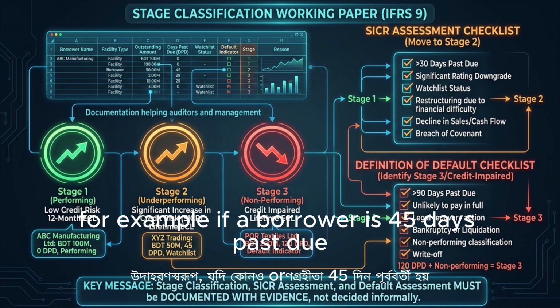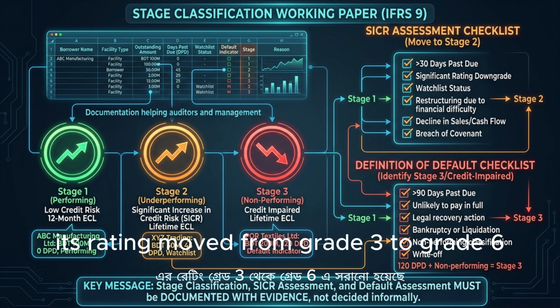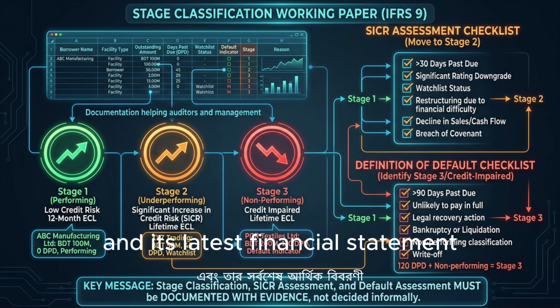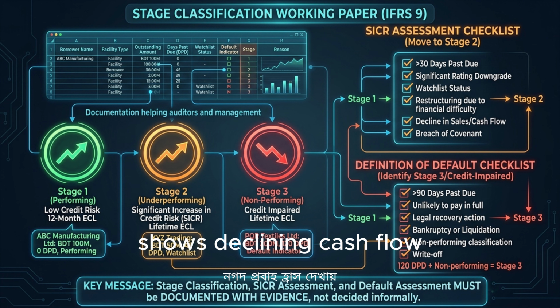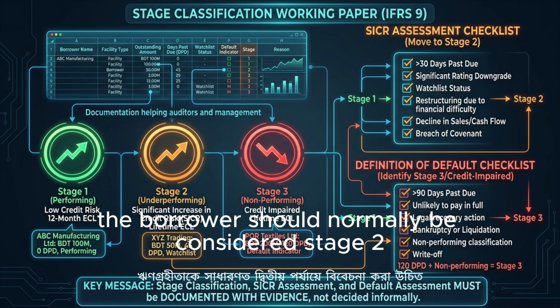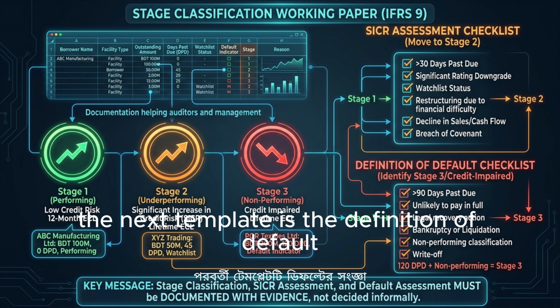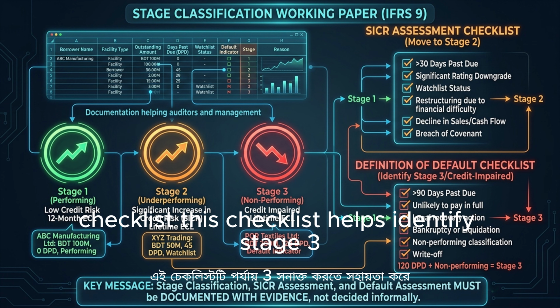For example, if a borrower is 45 days past due, its rating moved from Grade 3 to Grade 6, it is on the watch list, and its latest financial statement shows declining cash flow, the borrower should normally be considered Stage 2. The next template is the definition of default checklist.